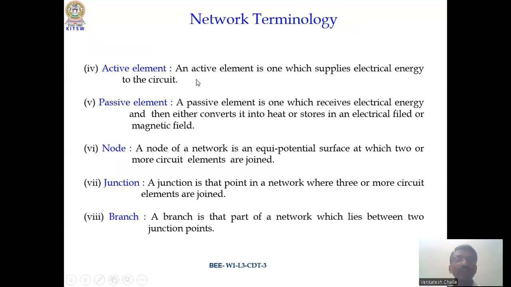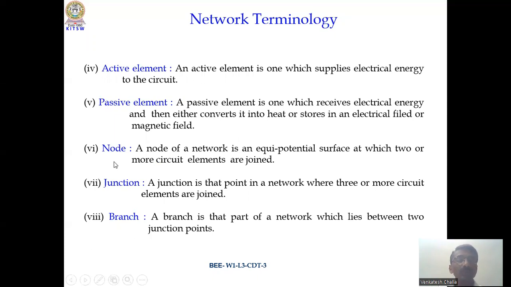Active element. An active element is one which supplies electrical energy to the circuit. A passive element, on the other side, absorbs current or voltage or power. Active element examples are voltage source, current source, battery. Passive elements are those which receive or absorb electrical energy, like resistor, inductor, capacitor.